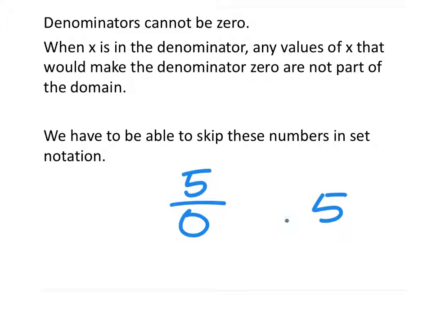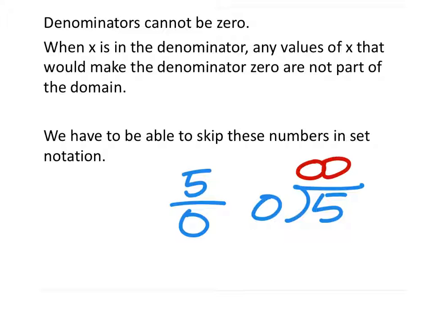Well, if we were to do long division, right, how many zeros go into 5? A lot more than that. It's infinite. So you can have as many zeros that go into 5 as you want, and you could still have more. So it's infinite, which is why it's undefined, which is why we don't include it in the domain if the denominator equals 0.